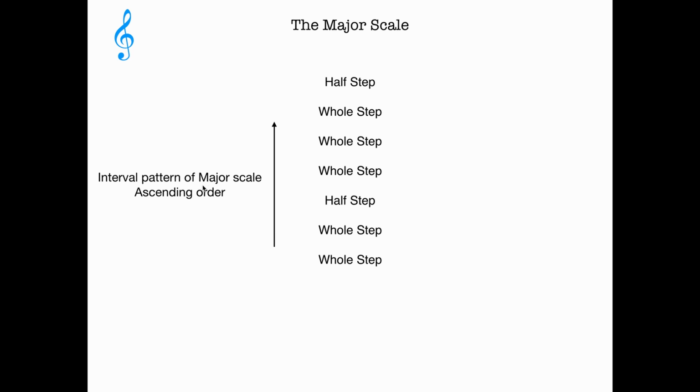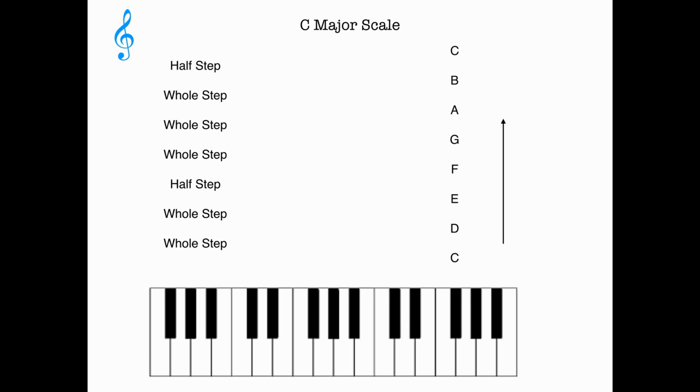So as you can see, this is the interval pattern of a major scale in ascending order. Whole step followed by a whole step, half step, whole step, whole step, whole step, and half step. And we'll have a look now how we can apply that to a scale. So let's take the C major scale.